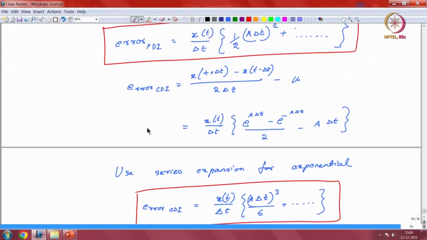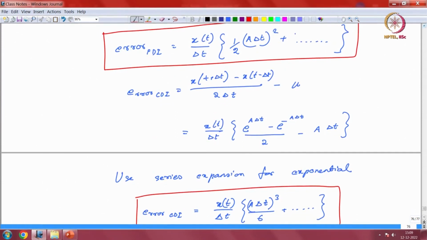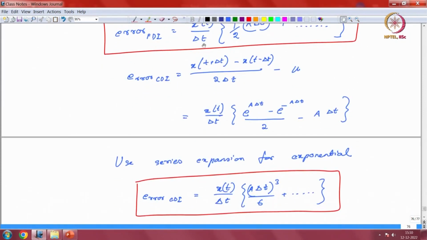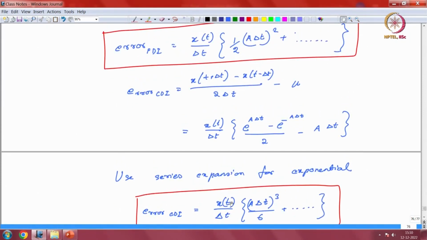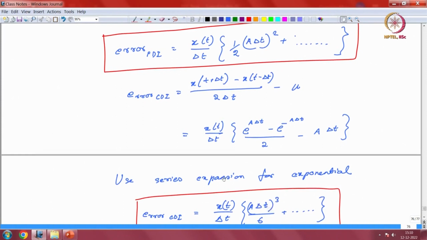So now if you just want to compare these two, I have both the expressions written up on the screen. So if you go ahead and compare the two expressions, what you will see is in this case, both of them have the same multiplier outside, which is x(t) delta t. But the expressions inside here, these are two different expressions. So here you have a delta t square, here you have delta t cubed. You also have a delta t here. So you can see that the error here is of the order of delta t.